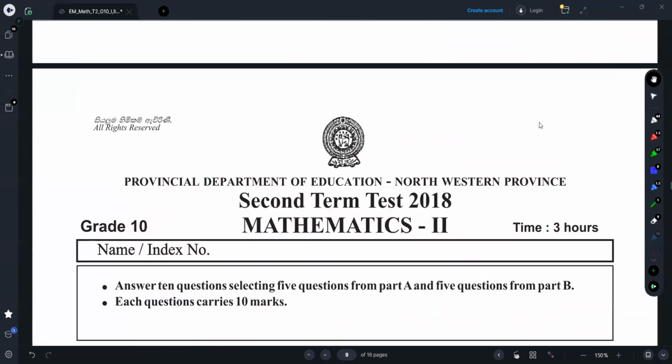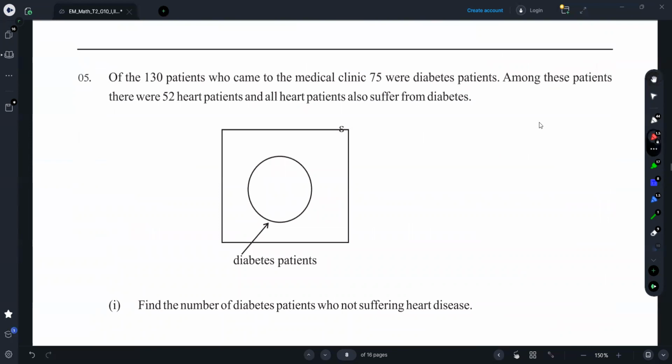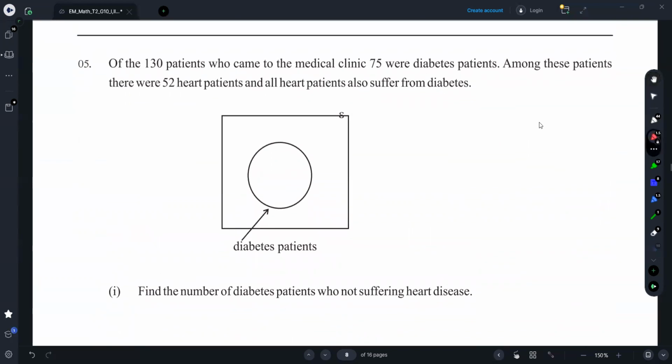As one question is remaining, we'll try to discuss this. If you have got your answers, you can type the answer and send me a message. I hope you have gone through the paper.